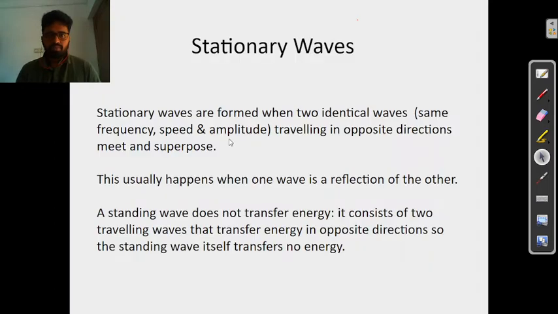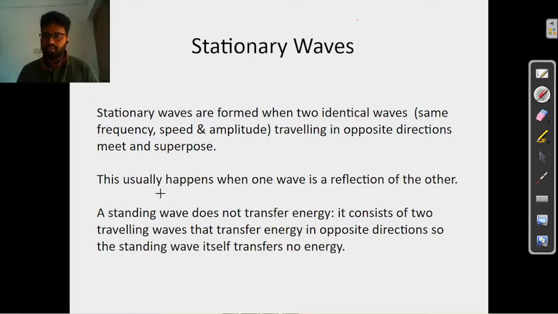A stationary wave is formed when two identical waves, that means they have the same frequency, speed and amplitude, but traveling in opposite directions, meet and superimpose. We need to be careful that it is the same speed but not the same velocity. Again, a stationary wave is usually formed when a wave is reflected off a boundary.